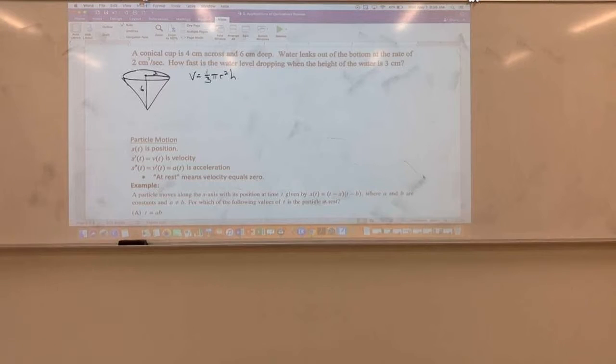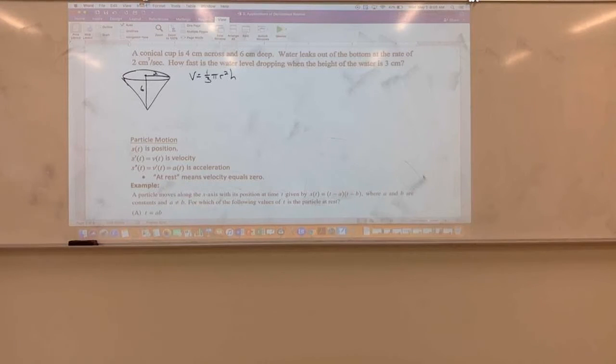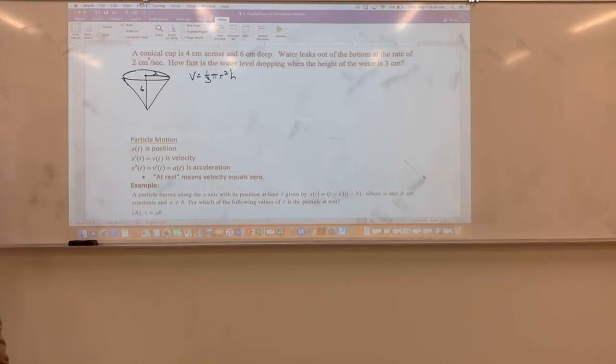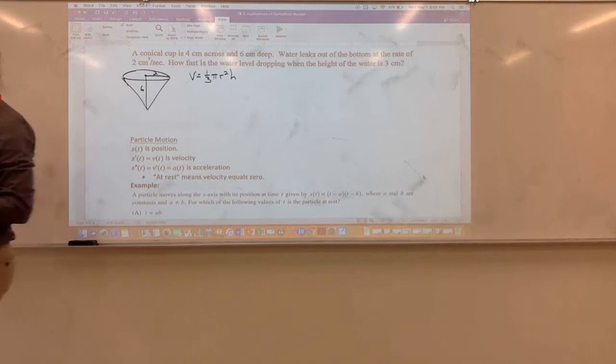So let's look at the rest of the problem. It says water leaks out of the bottom at a rate of 2 cubic centimeters per second. We want to figure out how fast the water level is dropping when the height of the water is 3 centimeters. So we are only given information about the height and asked about dh/dt. How fast the water level is dropping would be dh/dt. And then we're given the height at this instance. We're not given any information about r or dr/dt.